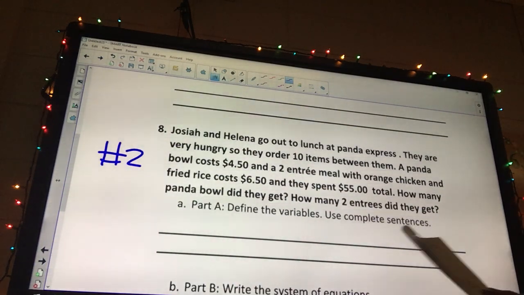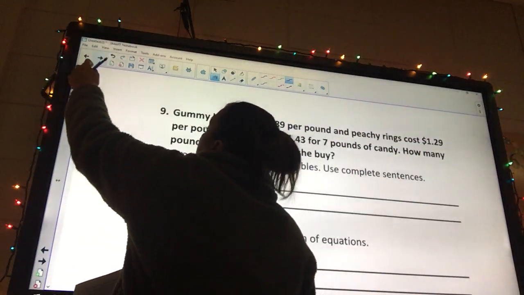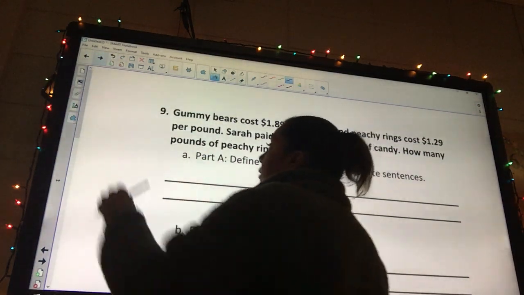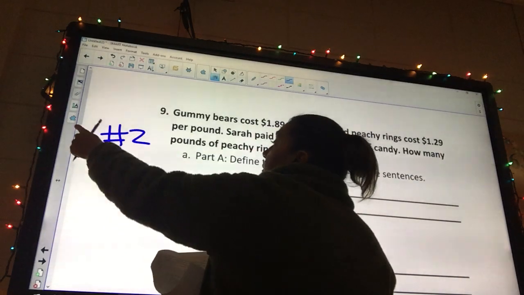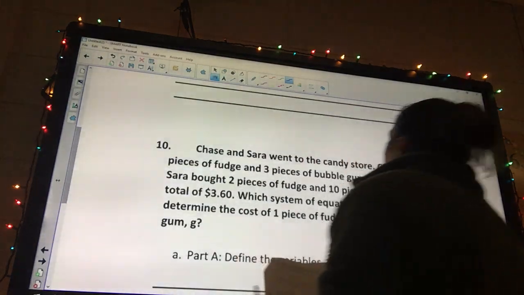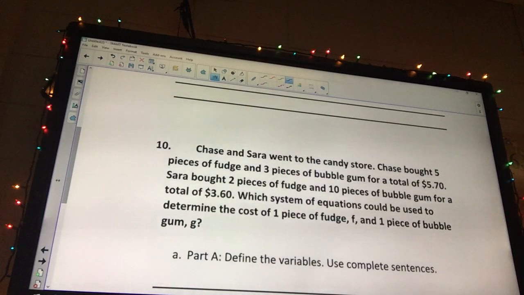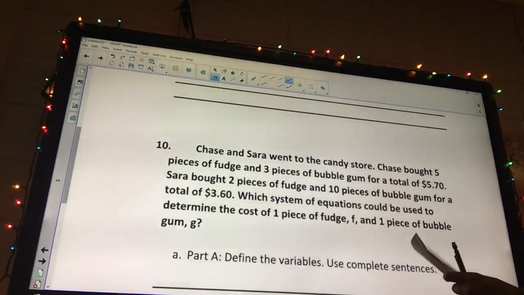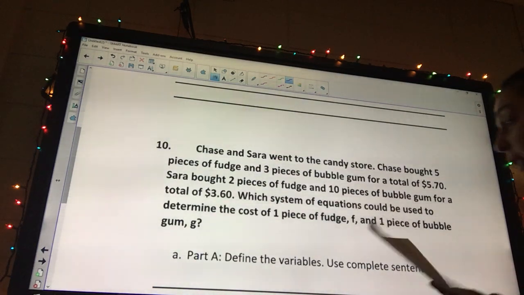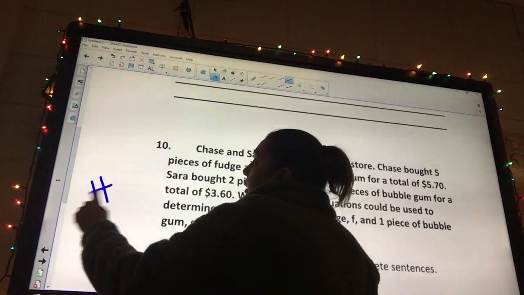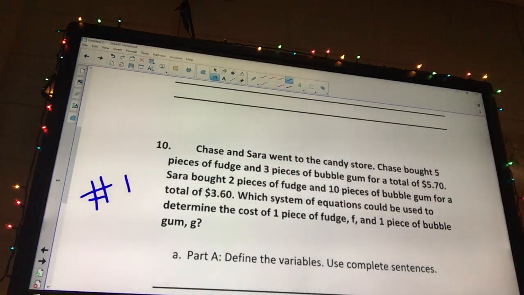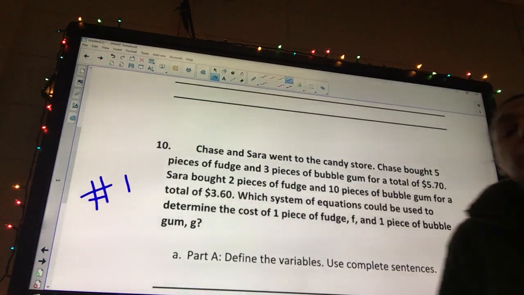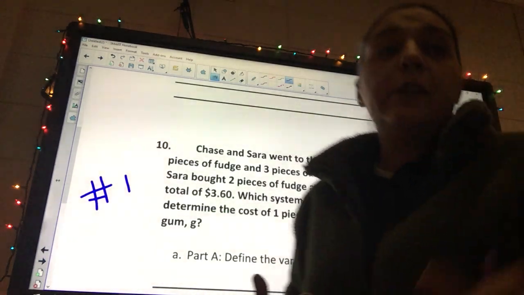Number 9 is going to look a lot like number 2. Okay, and 10 is going to look a lot like number 1, if I had to pick one. Okay, so go through and do the last 5. I will be on here, so if you need some help.